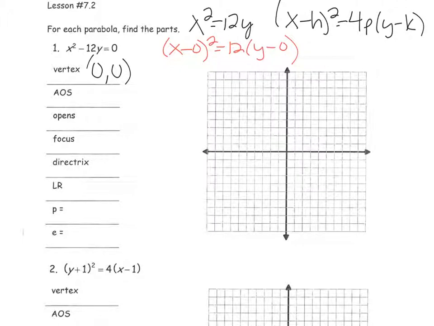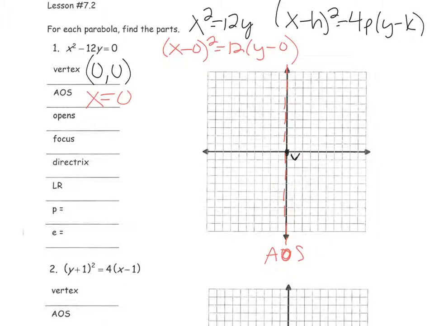So I can go ahead and also plot that on my coordinate plane, and I'm going to label that with a V. So there's the V for vertex. Okay, the next thing I'm going to do is draw my axis of symmetry. I know this is going to open up or down, so my axis of symmetry is going to go straight through the vertex, up and down. So I'm going to label that AOS for axis of symmetry. And that's straight up and down, and it is through 0, so that would look like x equals 0 as the equation of a line.